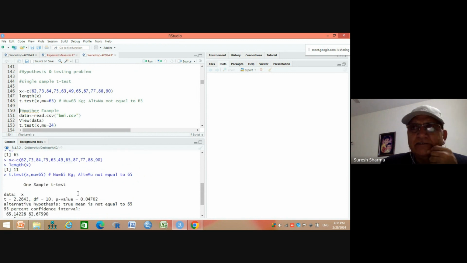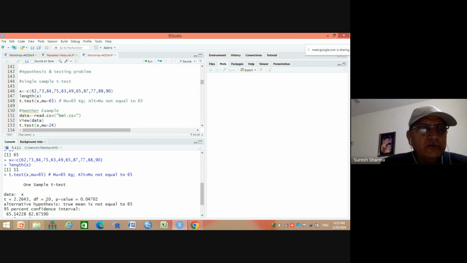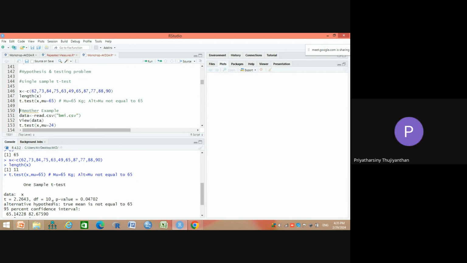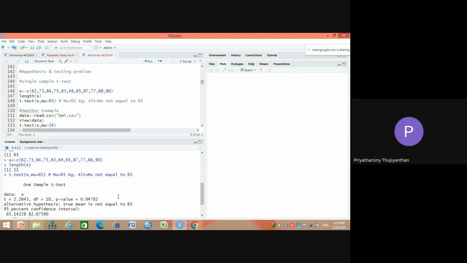The test statistic, I have shown you, is X bar minus mu divided by S by under root n. That has been computed, and this value is coming out to be 2.2643. How many observations were there? 11. So degree of freedom, can you see the degree of freedom? 10. And what is the p-value here? 0.04. Is it less than 0.05 or more than?